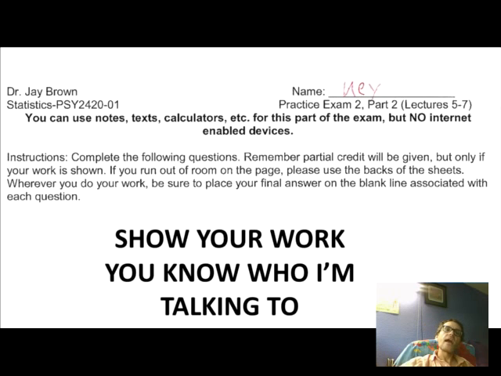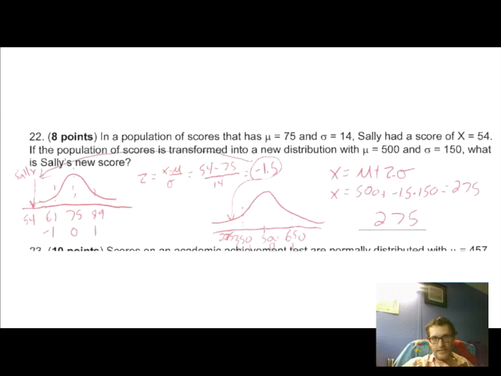Okay, so now, show your work. I cannot give partial credit if you don't show your work. If you just put a completely wrong number on the line, what do I know? It's wrong. For all I know, you were 90% correct. Well, I would love to give you credit for that. Okay, you know who I'm talking to, right?